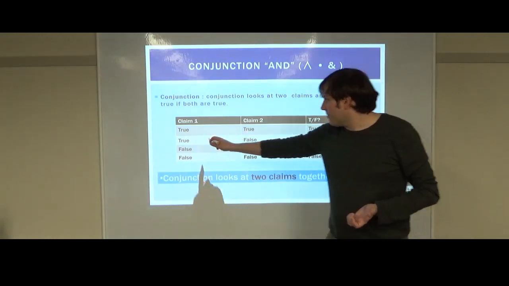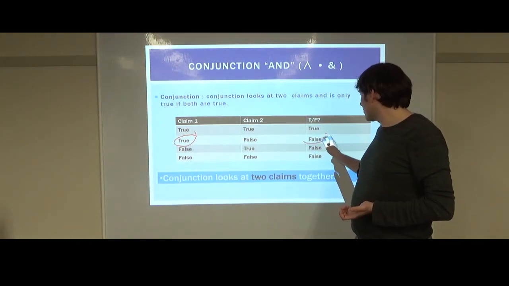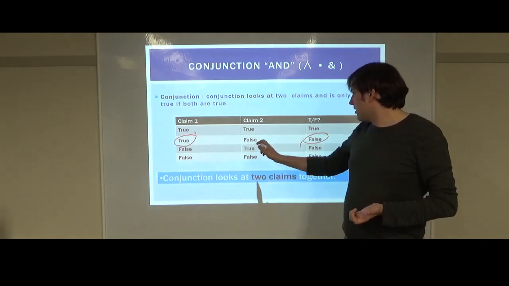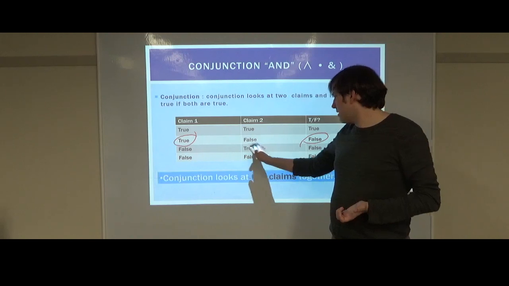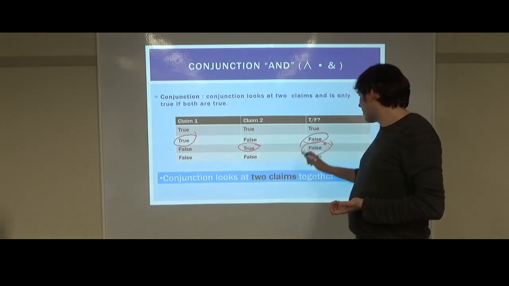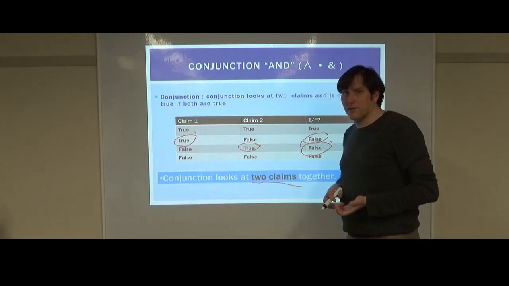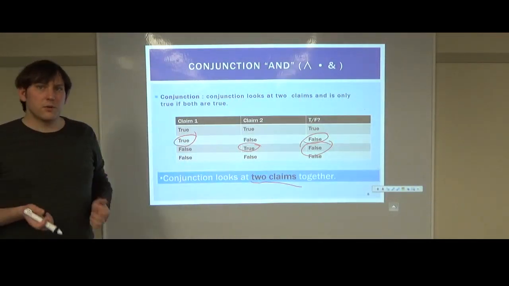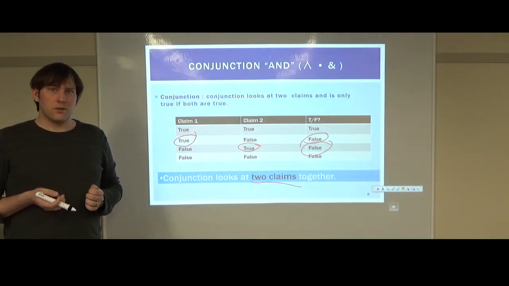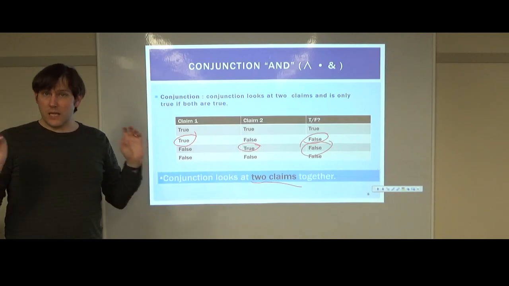So if we look here, the left claim is true, but the entire conjunction will be false. If we look here, the right claim is true, but the entire conjunction will be false. And again, this looks at two claims at once. So, conjunction is a big word for and. A conjunction is true if both parts of the and are true.